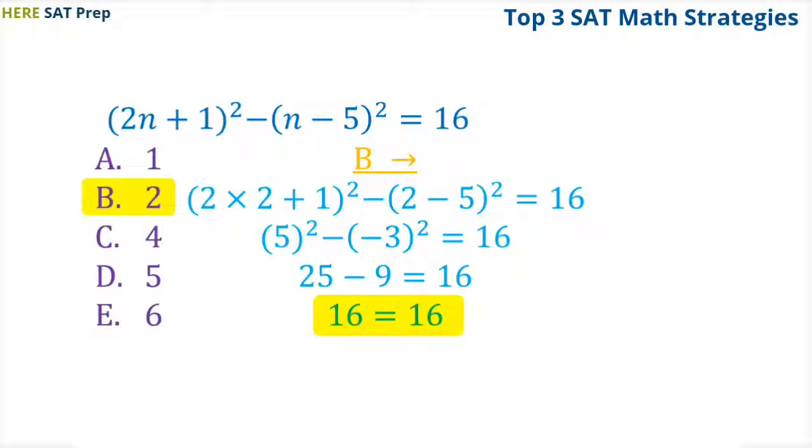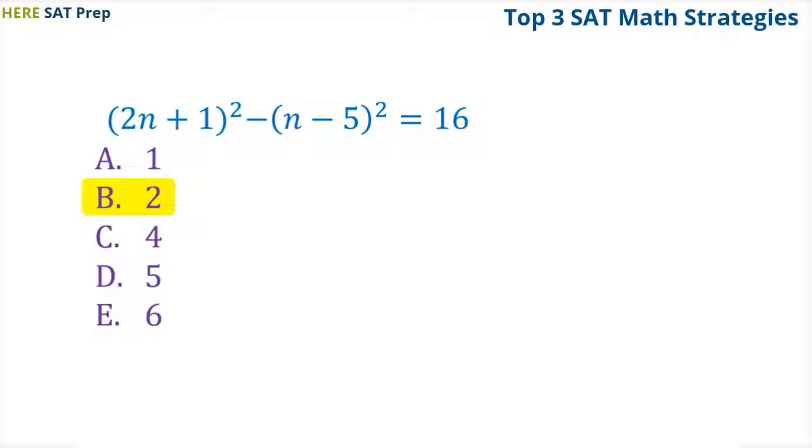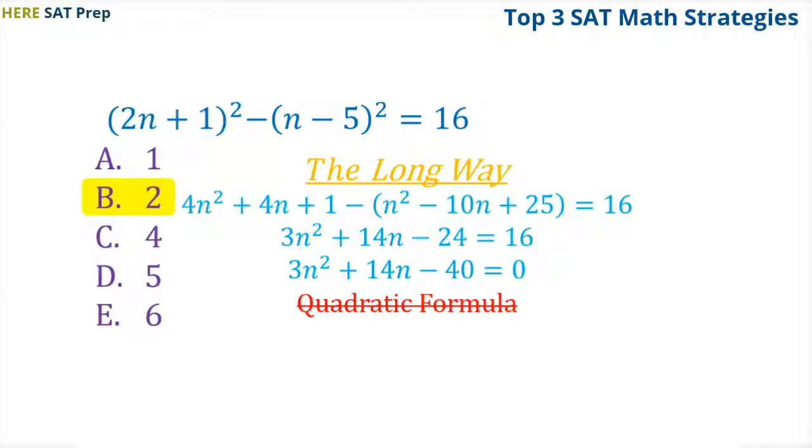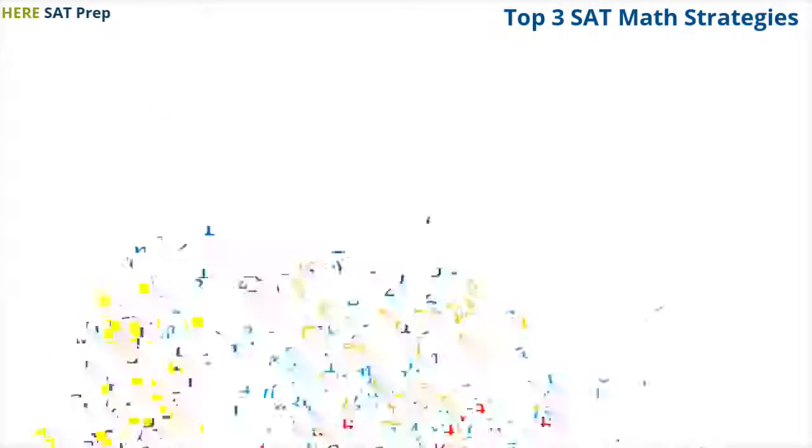Now, if we wanted to actually set this question up and solve it, we would have had to distribute or FOIL out everything, combine all the like terms, get everything to one side so they equal 0, and then find the roots, probably using the quadratic formula, which would have taken a lot longer. Using the answer choices was a much better option for this question.